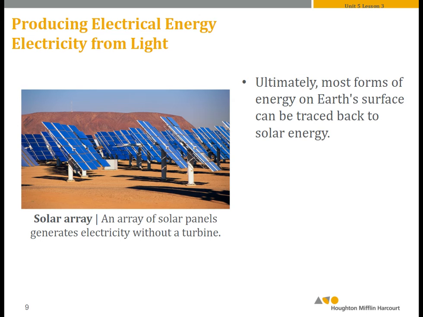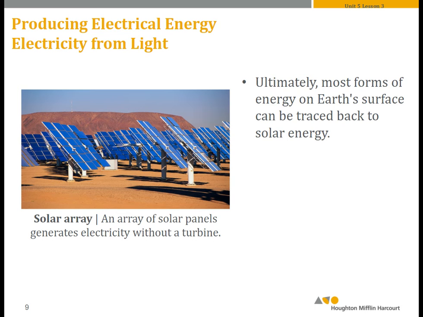Wind and ocean currents arise from differences in temperature. Different parts of the ocean are warmer or cooler than others, which results in currents. And of course, those temperature differences start with solar energy.